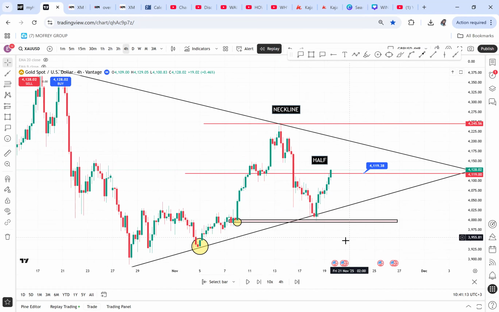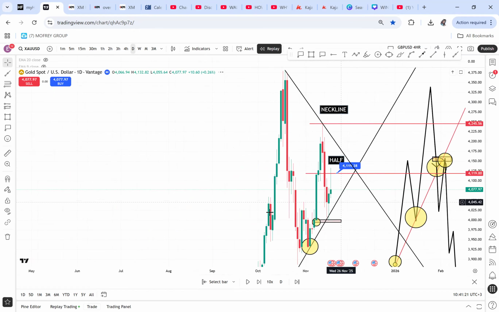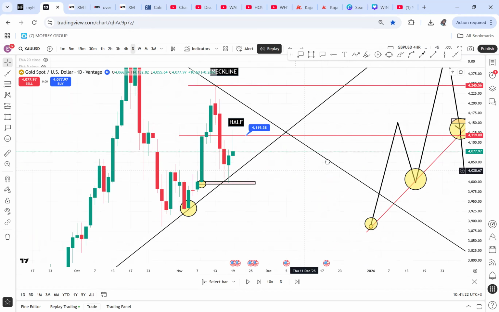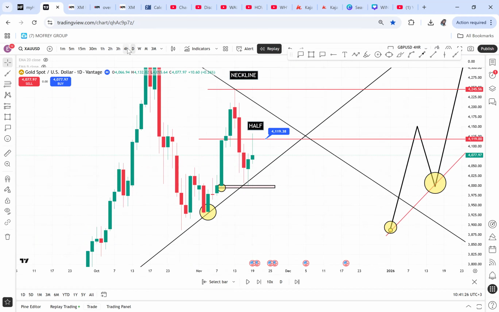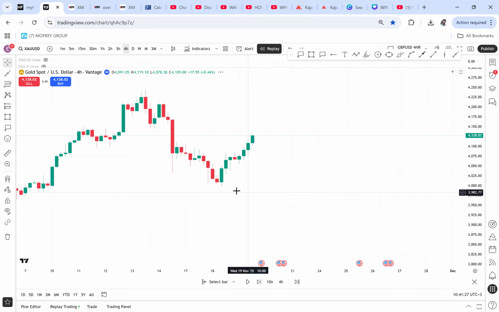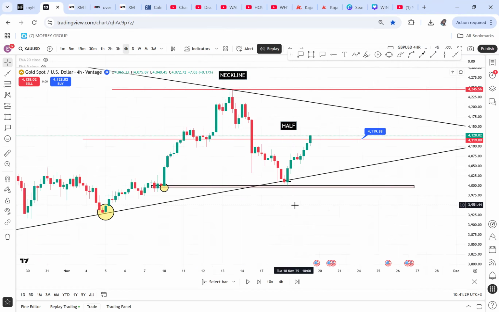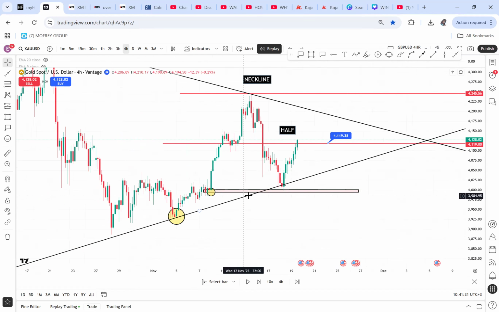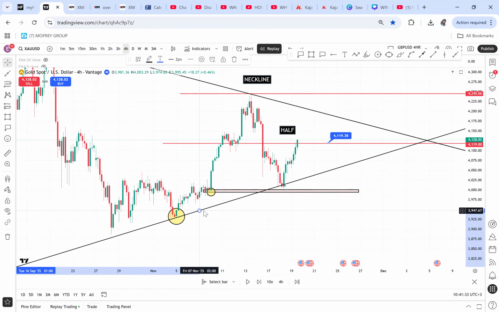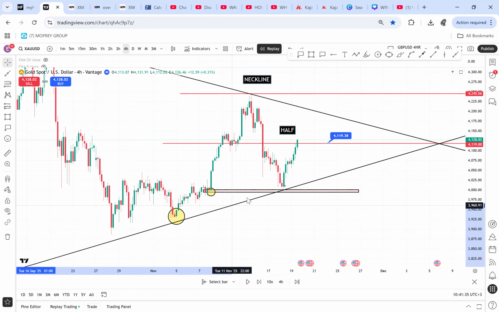The market, what it does, it rejects or it can break. Even when we go to the daily, you will see the rejection. You can see the trend line never broke. So don't be fooled when the trend line breaks on 4 hour and think, oh, it will break. No, it cannot break.